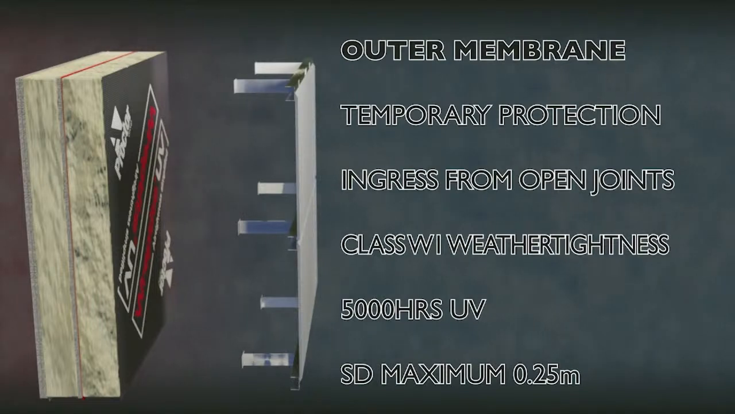This membrane would also need to be of suitable UV resistance to resist the long-term exposure inherent in using open joints. BS 5250 looks for membranes used in this application to achieve a Class W1 weather tightness rating after 5,000 hours of UV aging in accordance with BS EN 13859 Part 2.